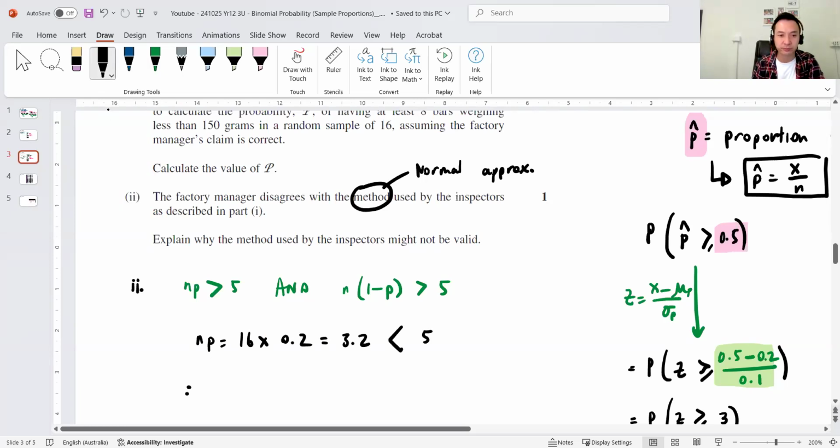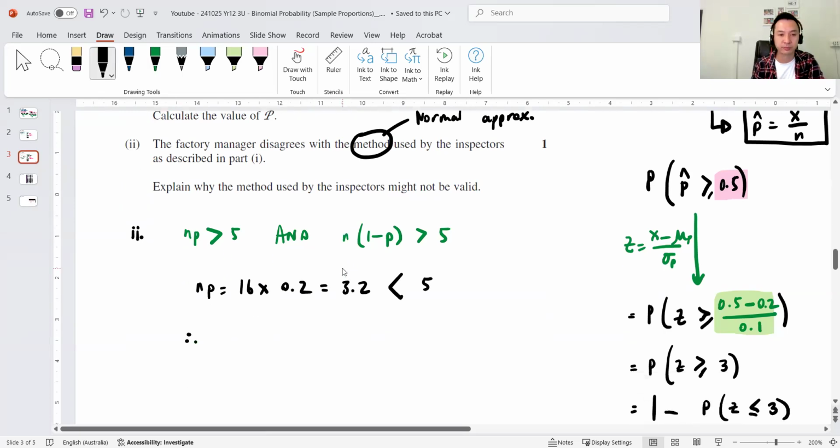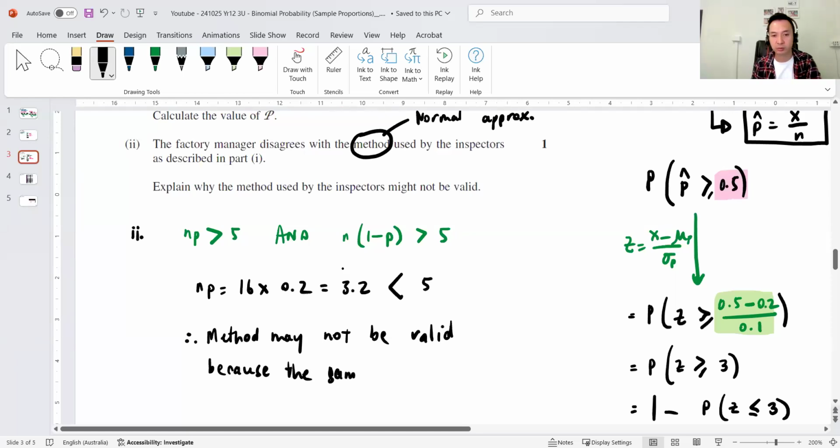So therefore, the method may not be valid because the sample is too low or small. That's really the reason, guys.